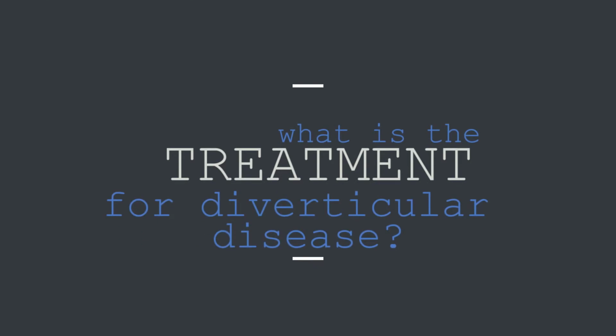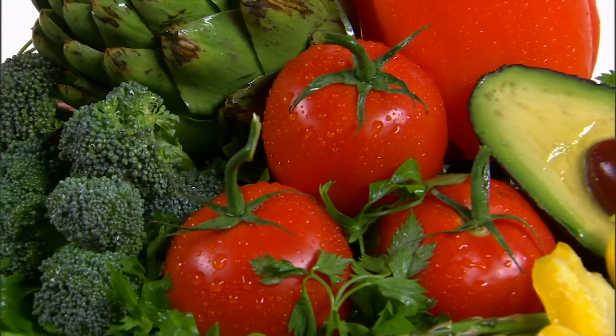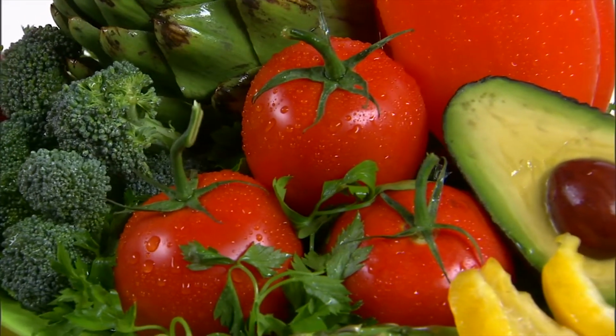What is the treatment for diverticular disease? If you have plain old diverticulosis, no infection, no bleeding, no perforation, then you don't really need any treatment. What we recommend is to increase fiber in your diet so that you can move your bowels easier and so that you don't make your diverticulosis worse. Fiber includes fruits and vegetables, beans, oats, nuts.